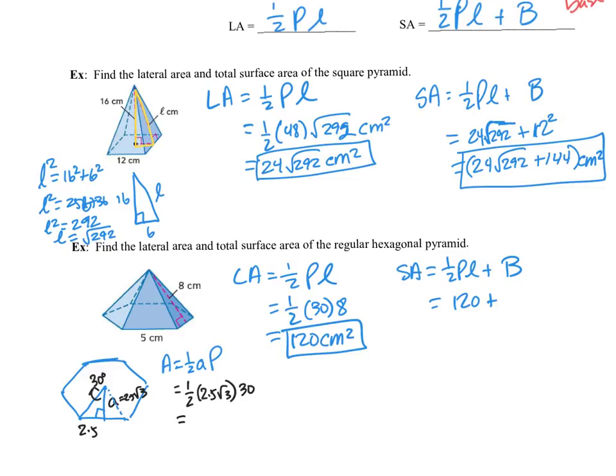Let's see, half of 30 is 15, and 15 times 2.5 is 37.5 times the square root of 3. Okay, so we did all that work to get the area of the base, because remember we were trying to find total surface area, and so now I have found the area of my base. The area of my base is 37.5 times the square root of 3. So I'm going to write my final answer, 37.5 times the square root of 3. Let's put parentheses around all that and put the proper units, which would be centimeters squared.